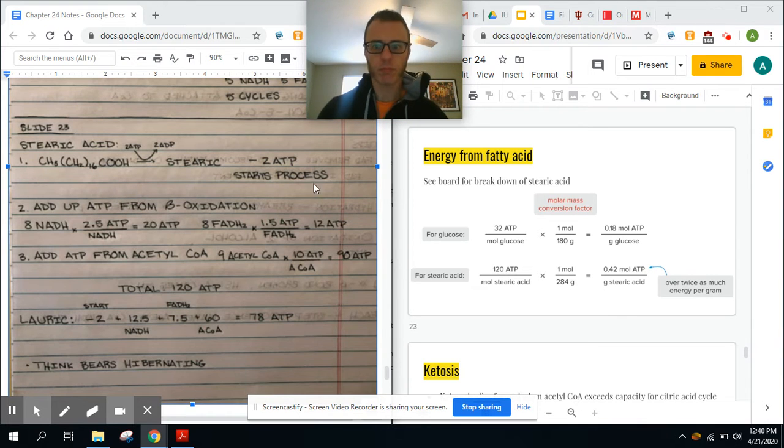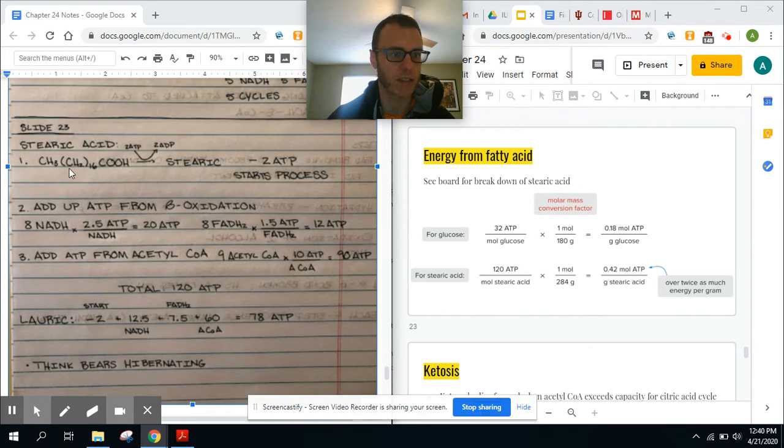All right. Before we get going on that, for glucose, we get 32 ATP for every 1 mole of glucose. And there's 180 grams in 1 mole of glucose. And so we get 0.18 moles of ATP per gram of glucose. Now, for stearic acid, which is a triacylglycerol, we get 0.42 moles of ATP for every gram of stearic acid. So we get over 2 times as much energy from fats.